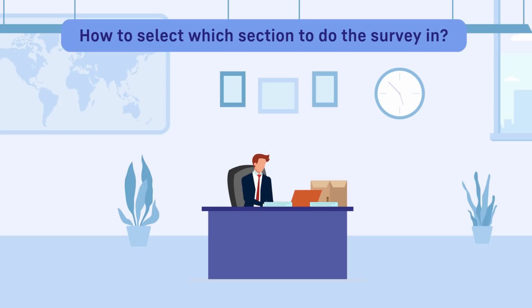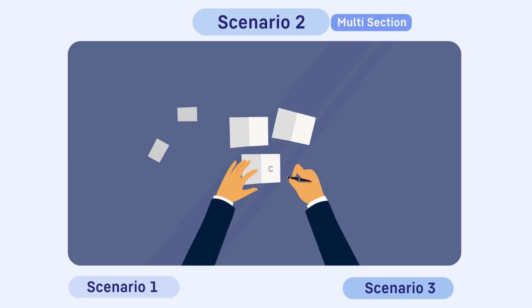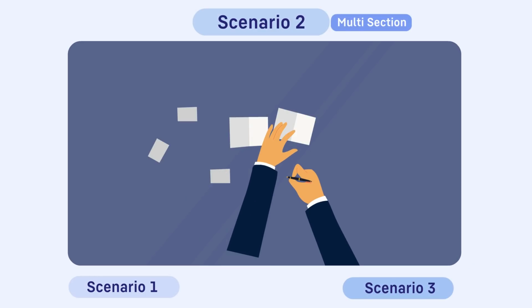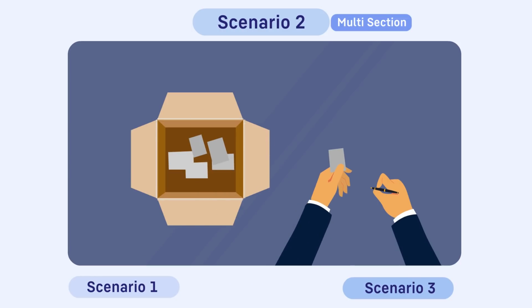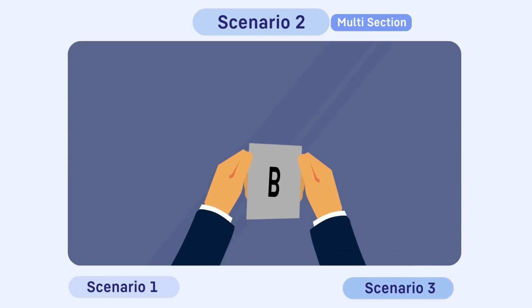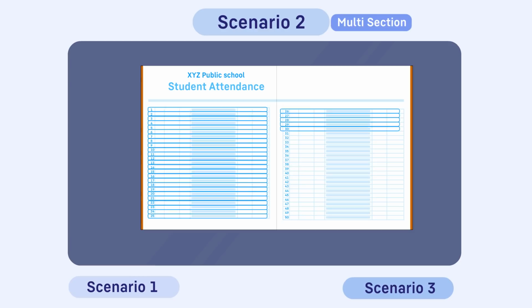In scenario 2, let's assume XYZ public school for grade 3 survey has 5 sections. Then how to select which section to do the survey in? In this case, write the names of the sections A, B, C, D and E on chits of paper. Shuffle them and then randomly draw a chit. If say section B is drawn, then section B is selected for the survey. Now at this point, check how many students are there in section B. In case there are exactly 30 students, then the survey will be conducted with these 30 students.